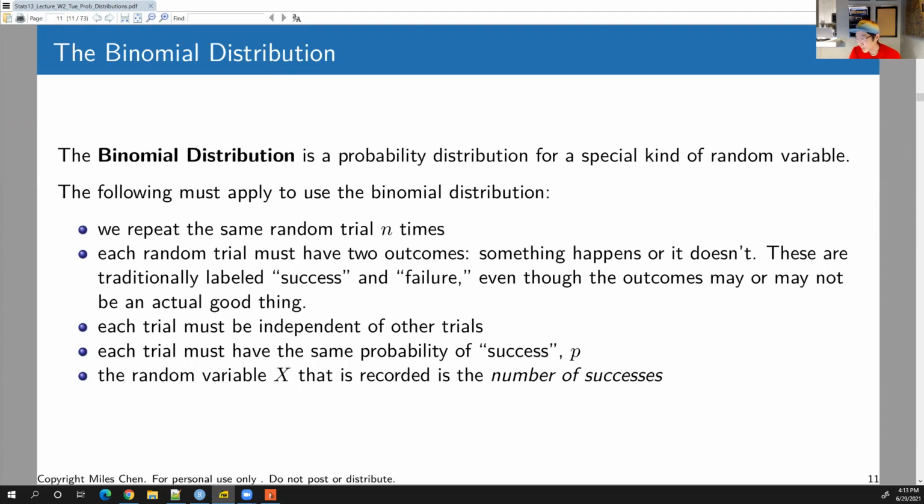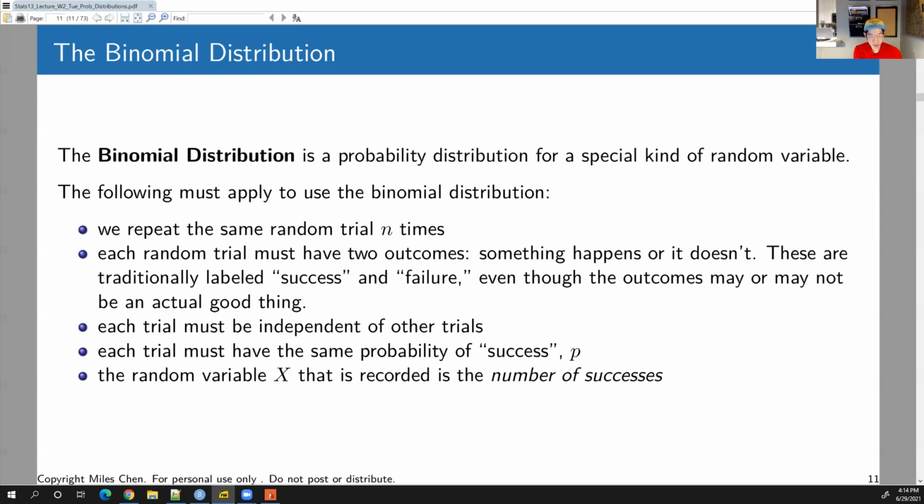Okay. Anyway, we're talking about the binomial distribution. And what was I saying? Oh yes, this probability distribution is for a special kind of random variable. This is the situation in which we apply the binomial distribution. We repeat the same random trial n times, and every trial has only 2 outcomes, in that either something happens or it doesn't.